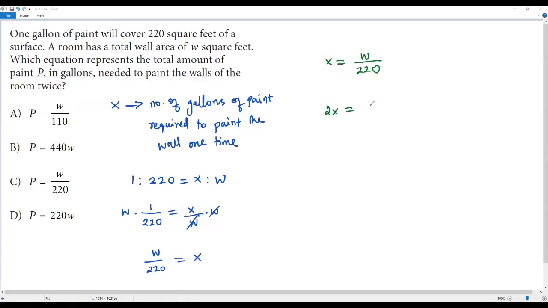Then I'm getting 2X equals 2 times W over 220. Here we can simplify. 2 goes into 2 one time, and 2 goes into 220 110 times. So I'm getting 2X is equal to W over 110. X represents the number of gallons of paint required to paint the walls of the room one time, then 2X represents the number of gallons required to paint the walls twice. We find this quantity W over 110 in option A. So the correct answer choice for this question is option A.